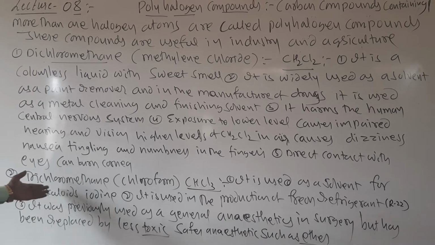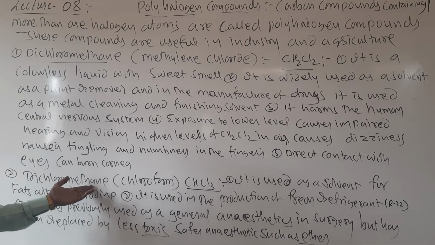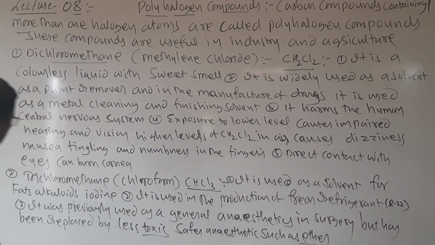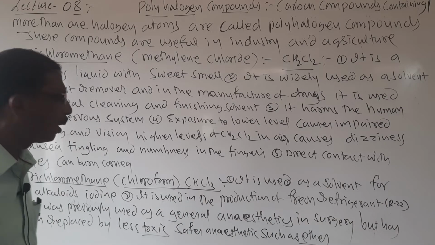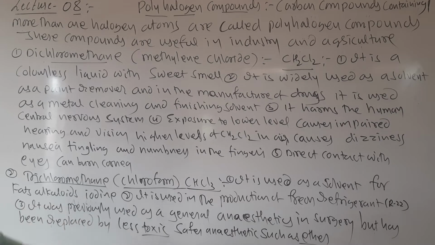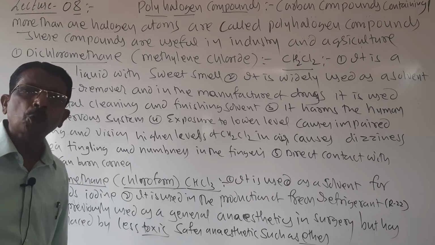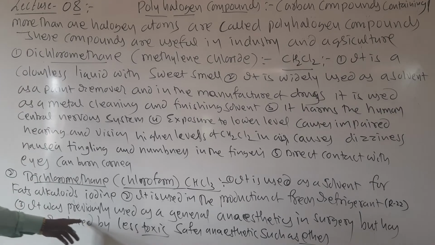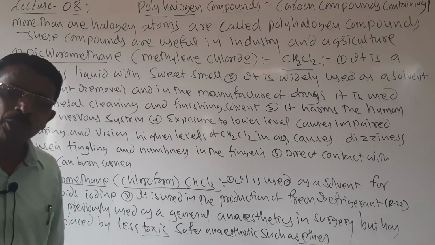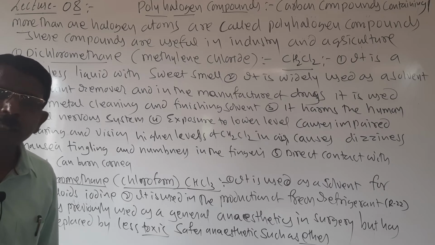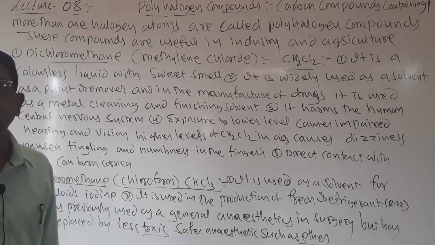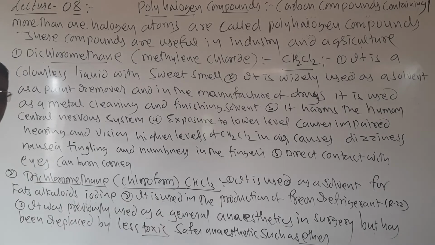The next one is very familiar to you all, trichloromethane, chloroform, CHCl3. It is used as a solvent for many organic compounds like fats, alkaloids, iodine and other substances. It is used in the production of Freon refrigerant R22, and it was previously used as a general anesthetic in surgery. Nowadays it has been replaced by a safer, less toxic anesthetic, that is ether.